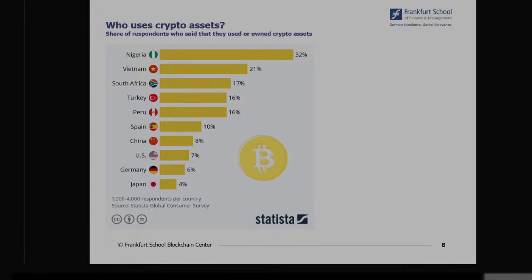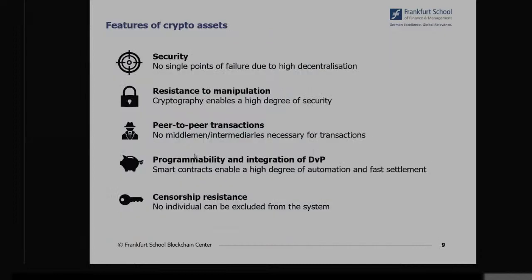Okay, this is just to give you a feeling of how prevalent it is. In developing and emerging economies, crypto assets are obviously used more, but also here in Germany, 6% of the people have used crypto assets in the past. But what's the advantage of crypto assets? Why don't they use the national fiat currencies, but use crypto assets such as Bitcoin instead?